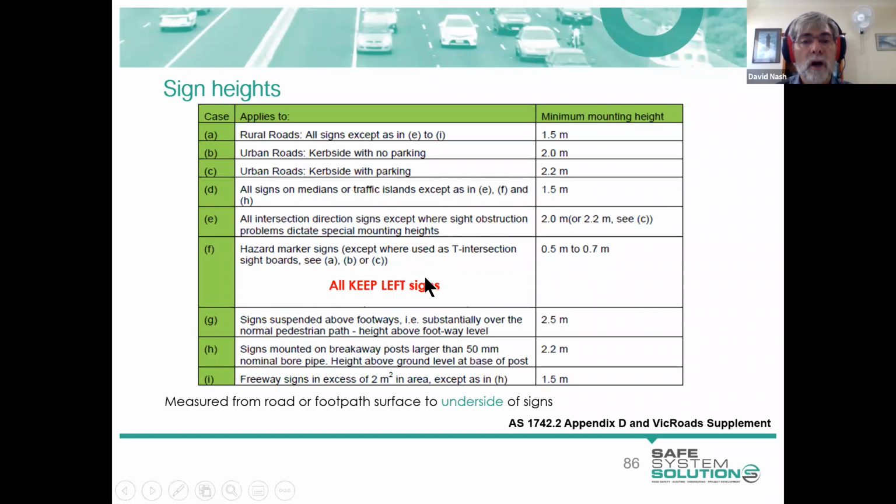And I highlight that because I see quite a lot of keep left signs that are actually mounted at 1.5 metres because someone's read this table and hasn't bothered reading further down the table. And similarly with hazard markers, keep left signs and hazard markers should be low mounted as much as possible. So mostly common sense applies with all of this, but there's some general guidance.